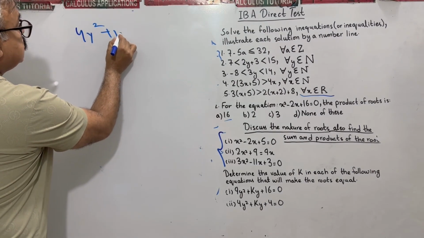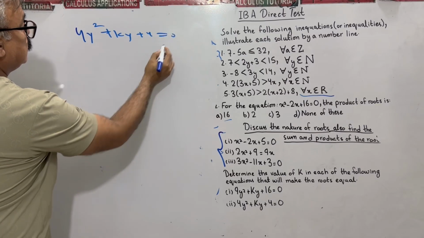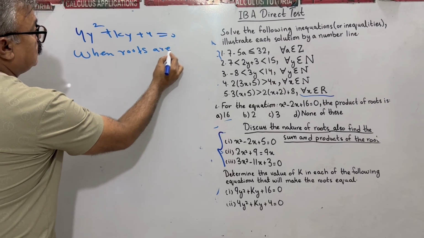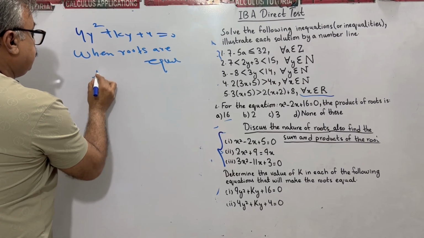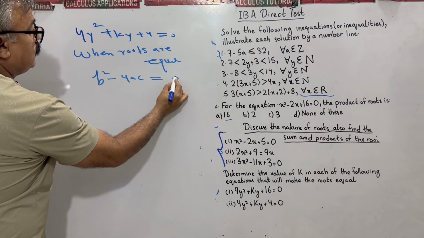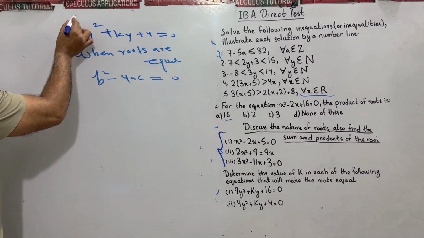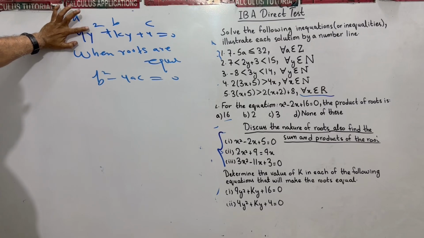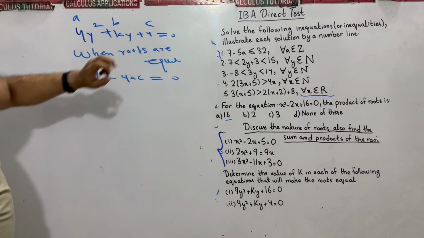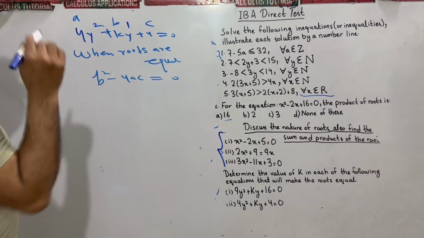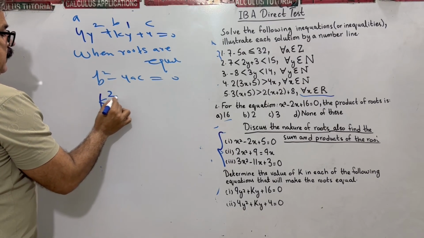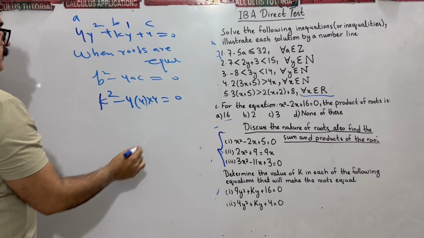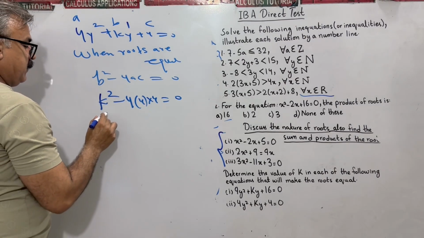4y square plus ky plus 4 is equal to 0. When roots are equal, then b square minus 4ac is equal to 0. Here is our value of a, our value of b, our value of c. To give you a good idea, the coefficient of the square term is a, the coefficient of the y power 1 term is b, and the constant is c. Plug in the values. k square minus 4, where a is 4 and c is 4, is equal to 0. Look, all are perfect square quantities.